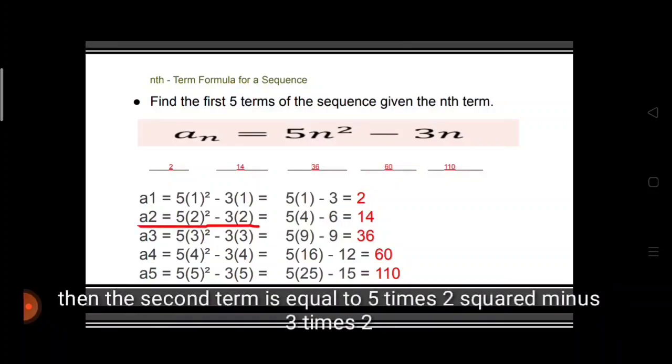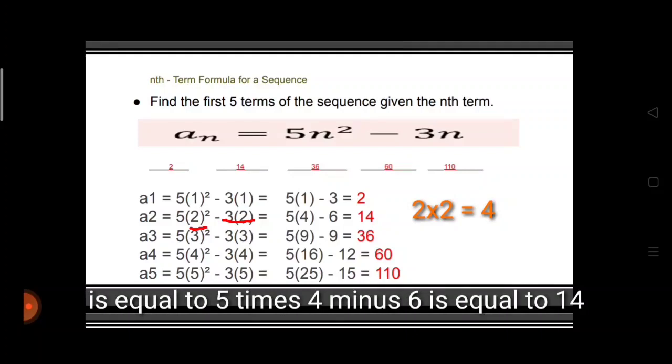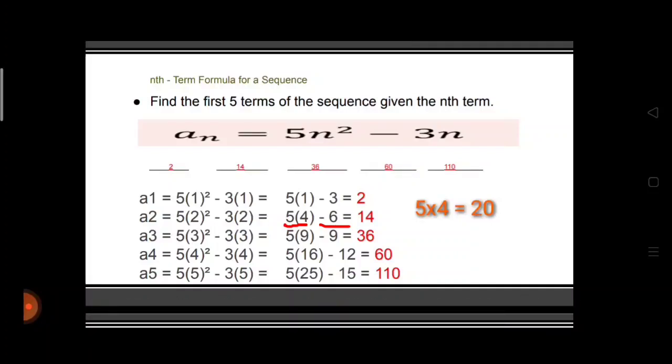Then the second term is 5 times 2 squared minus 3 times 2. 2 times 2 is 4, minus 6, since 3 times 2 is 6, which is equal to 14. I already multiplied 5 times 4 minus 6. So 5 times 4 is 20, and minus 6 is equal to 14.